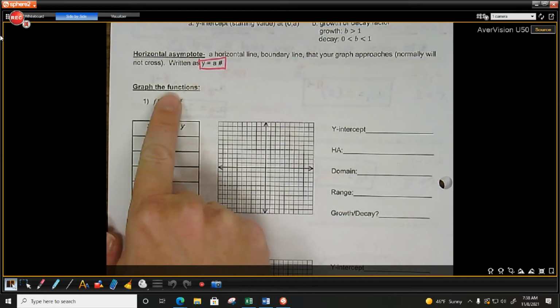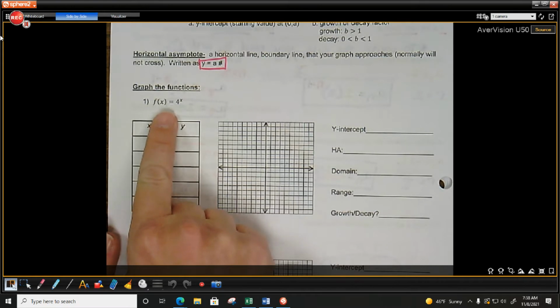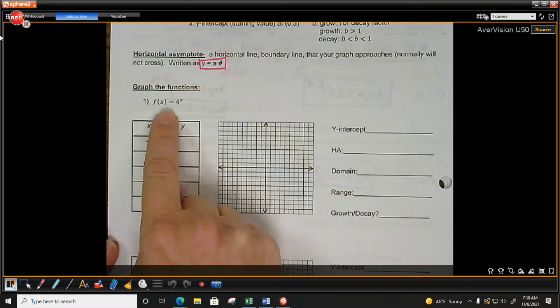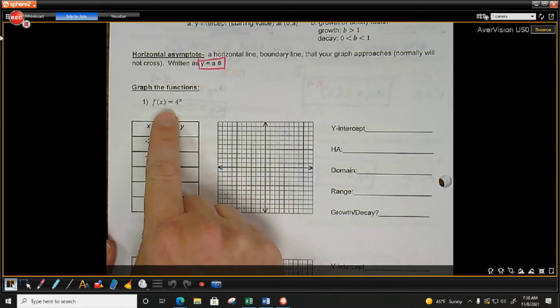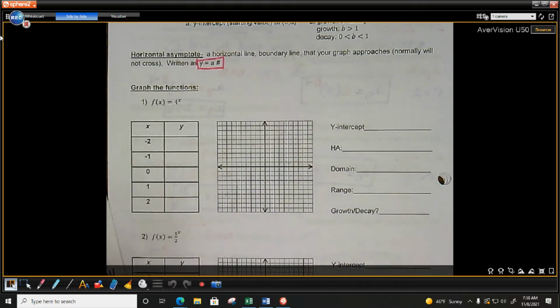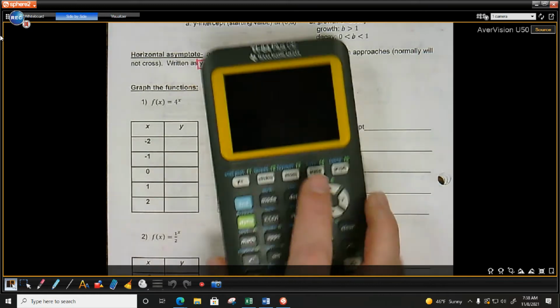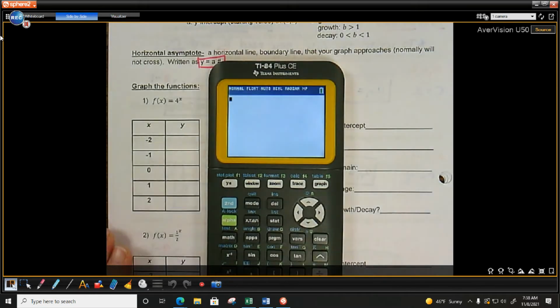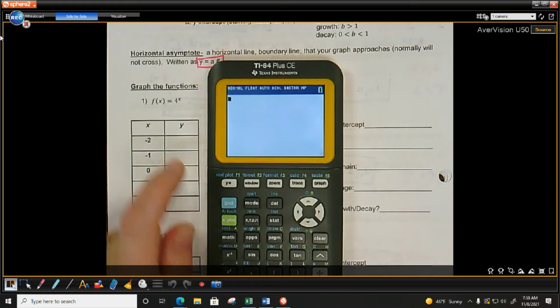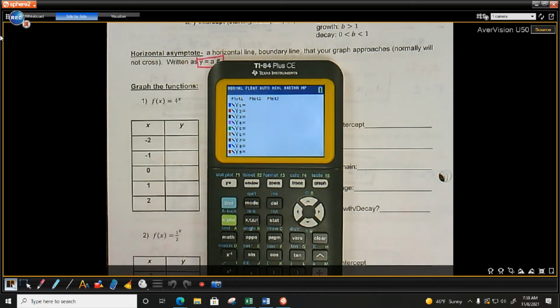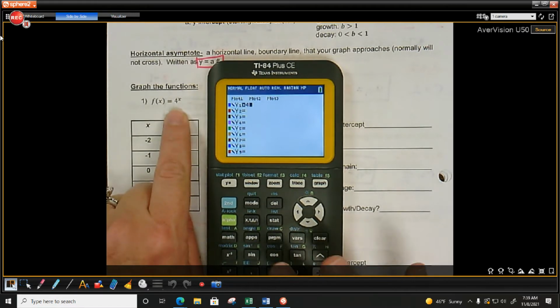Graph the function f of x equals 4 to the x power. How do I know this is an exponential function? Because x is the exponent. Very good. Guys, when we are graphing, what do we have that helps us? Our calculator. So let's all go to our calculator with me. We're going to go to y equals, and we're going to type in 4.